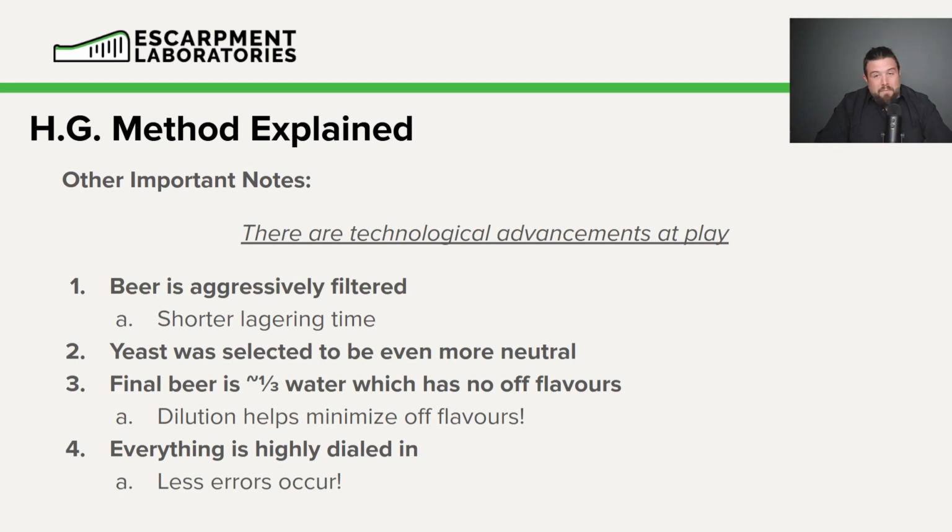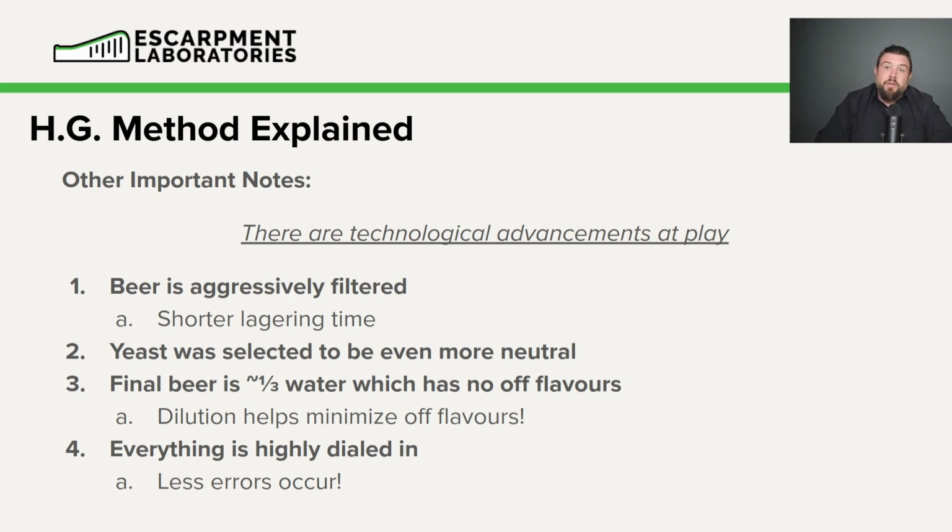Now, there are many technological implications associated with this method that we have to talk about. And if you don't do these methods, you're going to have a bad time. This is not going to go well. So, what are they? First off, this beer is aggressively filtered. The aggressive filtration allows for shorter lagering times for this beer. Instead of using lagering to remove proteins and chill haze from the beer or yeast cells, we can filter them all out. Makes our life much easier.